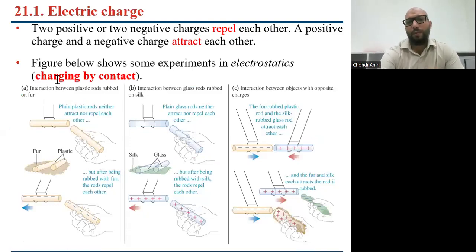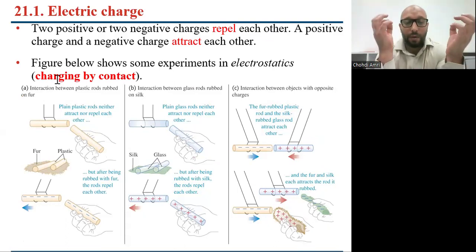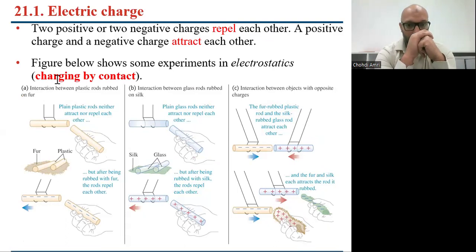As you have learned, 2 positive charges or 2 negative charges repel each other. A positive charge and a negative charge attract each other. That means if we have two positive or two negative charges, they will repel. Different charges will attract. This shows some experiments in electrostatics, and we will talk about the different processes of charging.